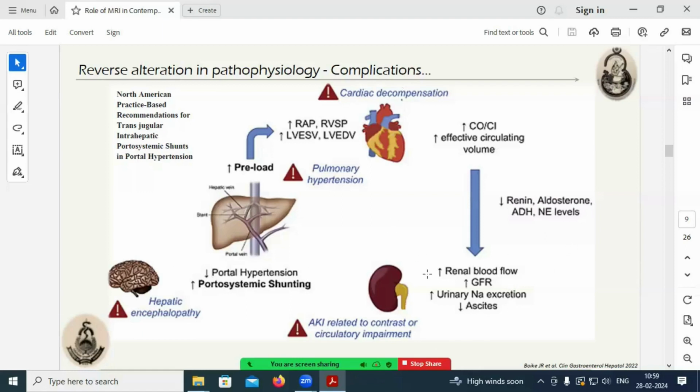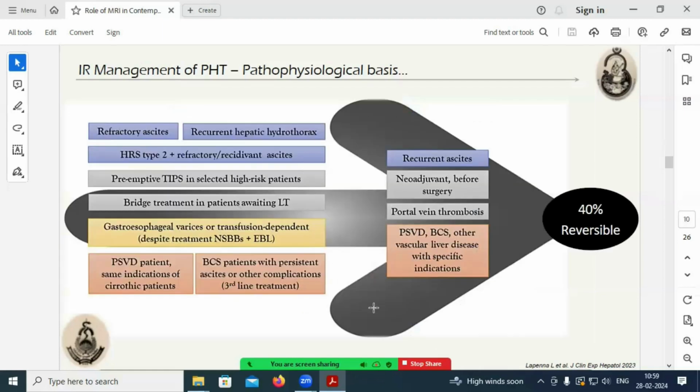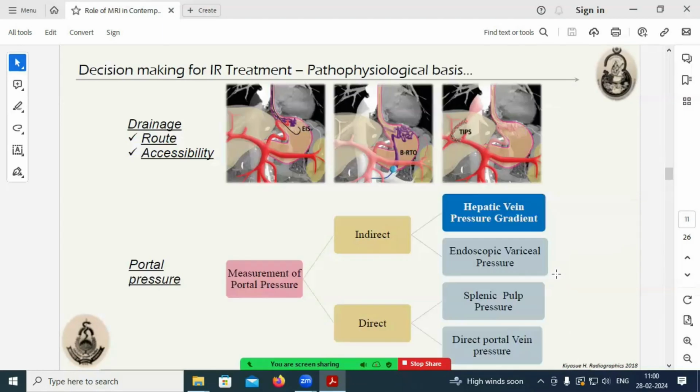And these are the organs, therefore, which we should evaluate before starting a corrective measure or a corrective procedure for portal hypertension. Otherwise, once we start the corrective process, these organs will try to reverse themselves, leading to complications. So that is in short what we should do. And most of the indications currently are aimed towards these 40% reversible causes only. So we are trying to either halt these or we are trying to reverse these.